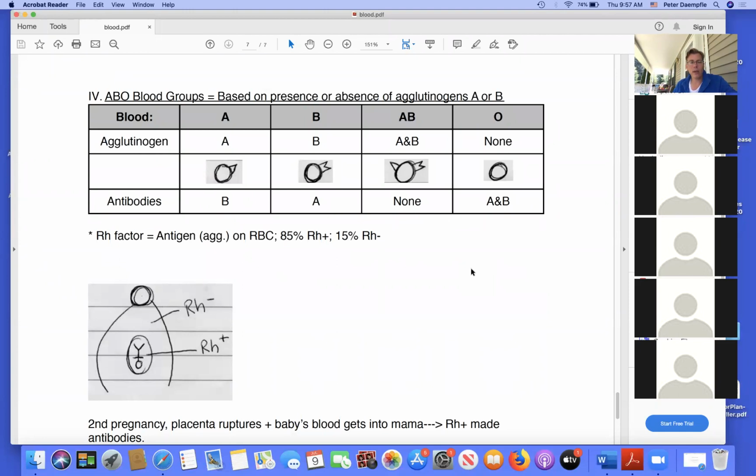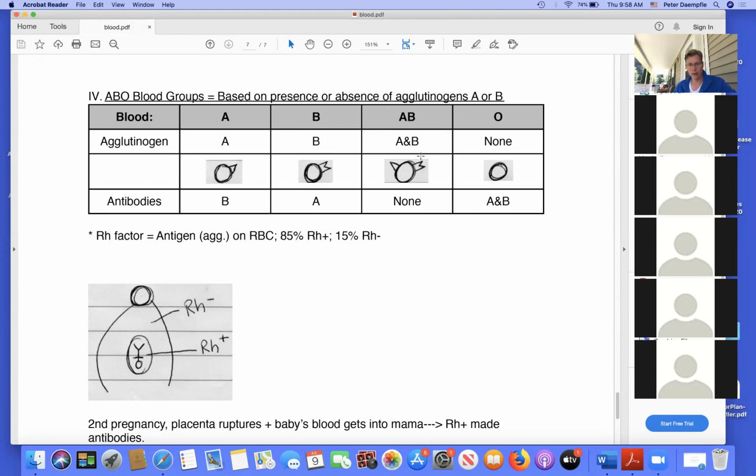And it's based on the presence or absence of these proteins known as A or B. Agglutinogens, that's a big word for surface protein. And I have a little picture here. Here's the little triangle, an A protein, okay? An A agglutinogen. If you have it, then you're A blood, right? If you have the B one, you're B blood.